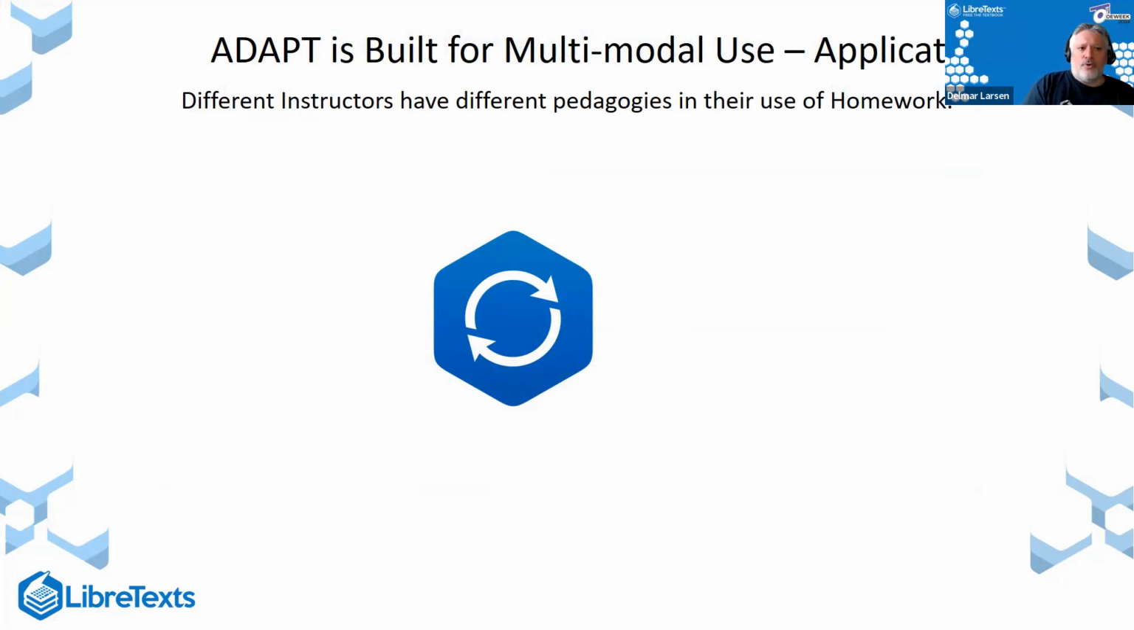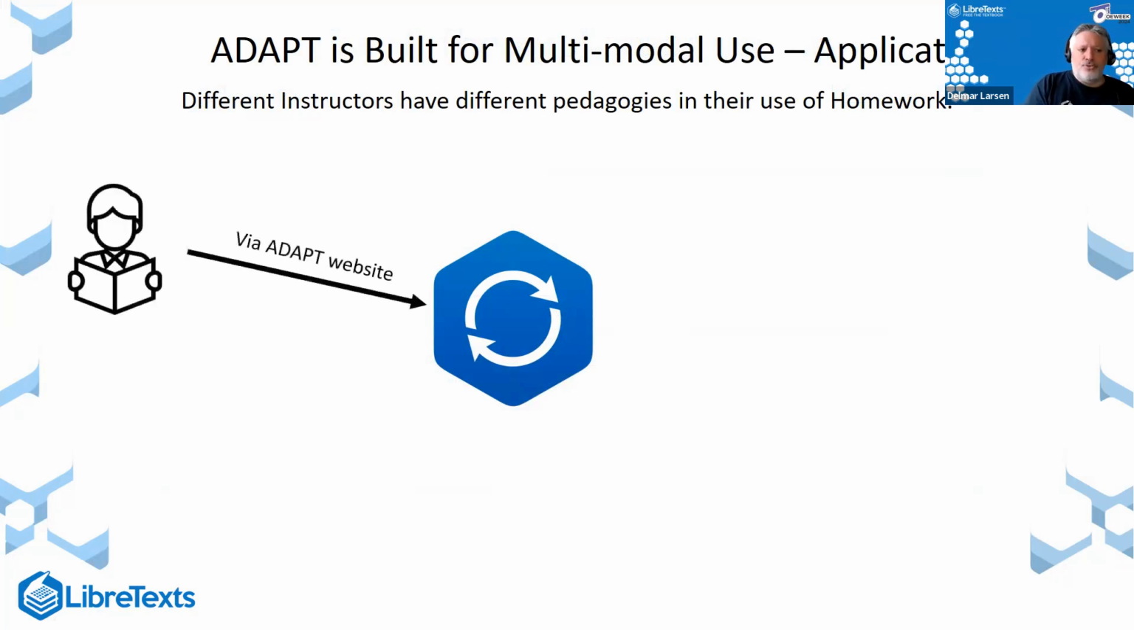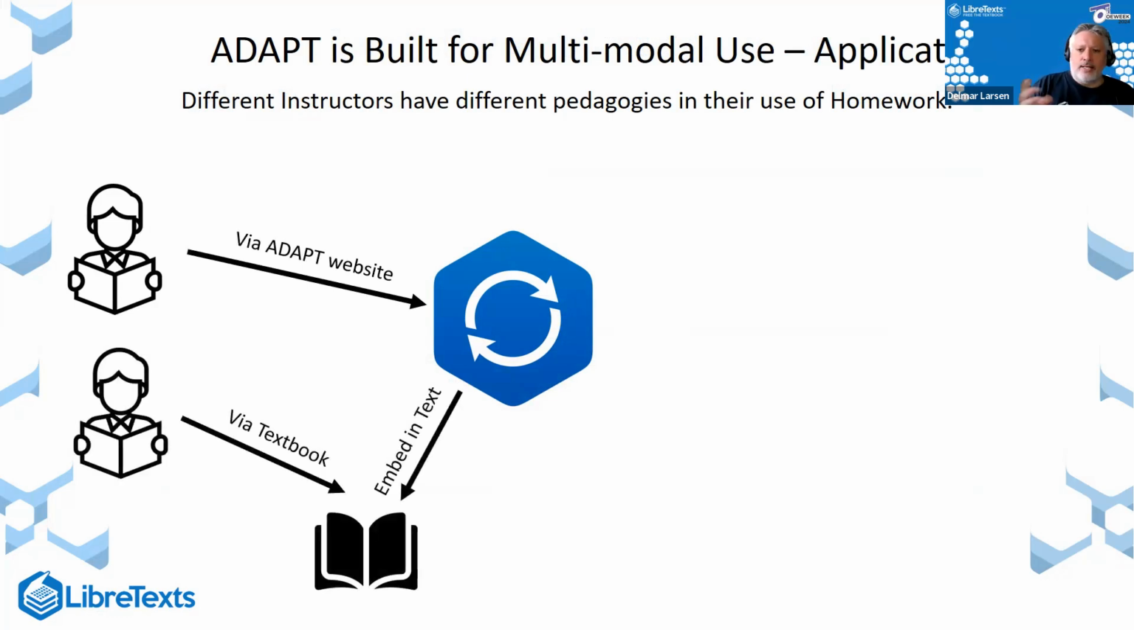So Adapt is built for multimodal use. Students can access their homework via Adapt directly, going to the Adapt website. You can embed Adapt questions into your textbook, either formatively or summatively. Formatively means that the students don't need to sign in in order to be able to get the answers from them. Summative means that they need to sign in, and essentially the textbook becomes the homework system.